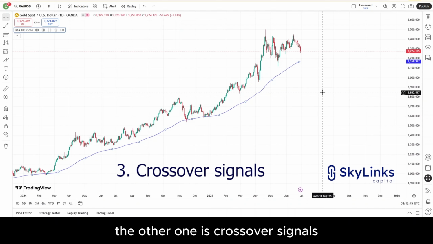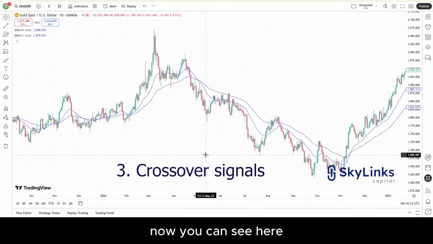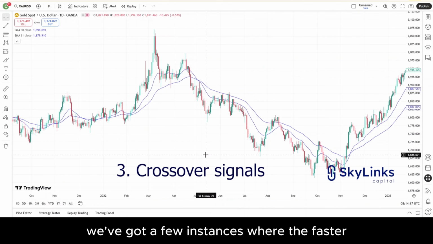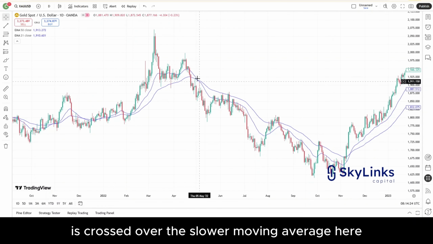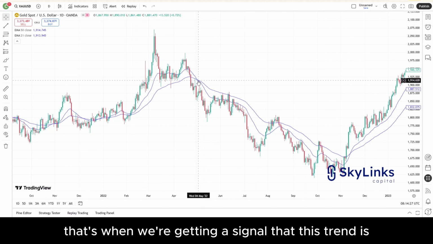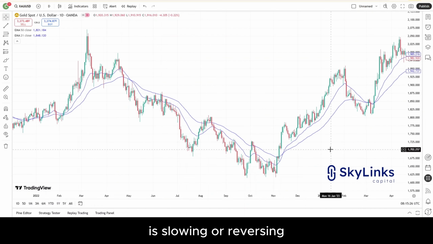The other one is crossover signals. Now you can see here we've got a few instances where the faster moving average is crossed over the slower moving average. So that's when we're getting a signal that this trend is slowing or reversing.